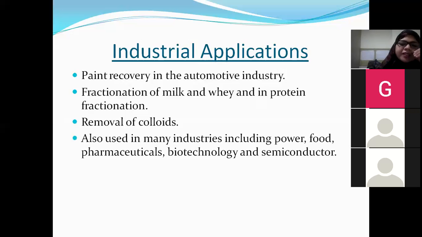And they are also used in many industries like food industry, power industry, pharmaceuticals, biotechnology and semiconductor. तो ये सारे इंडस्ट्रीज में भी आपका अल्ट्रा फिल्ट्रेशन प्रोसेस यूज करते हैं for separating smaller molecular from the high molecular weight compounds. Is it clear, students? Any doubt?